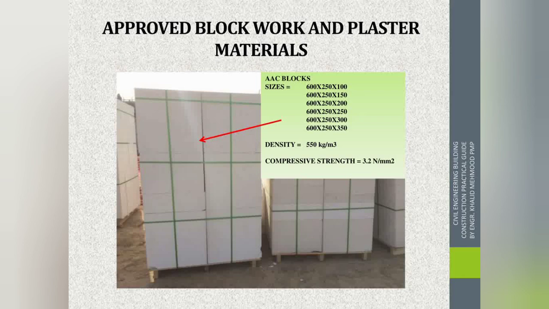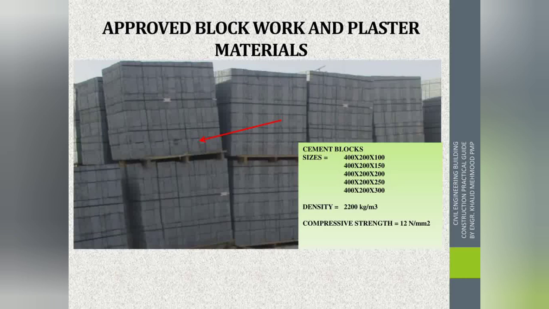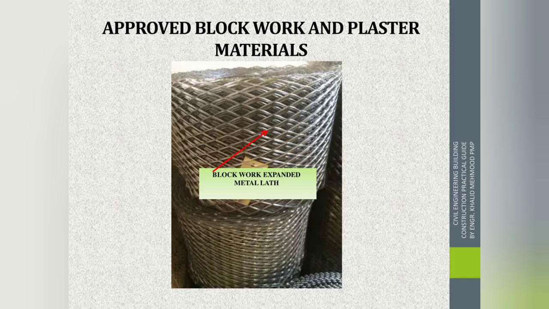Its density is only 550 kg per cubic meter. It is used for the non-load bearing walls. We are also using cement blocks, with a density of 2200 kg per cubic meter. It is used for the load bearing walls. Also, it is used around the cavities, the shafts and openings.